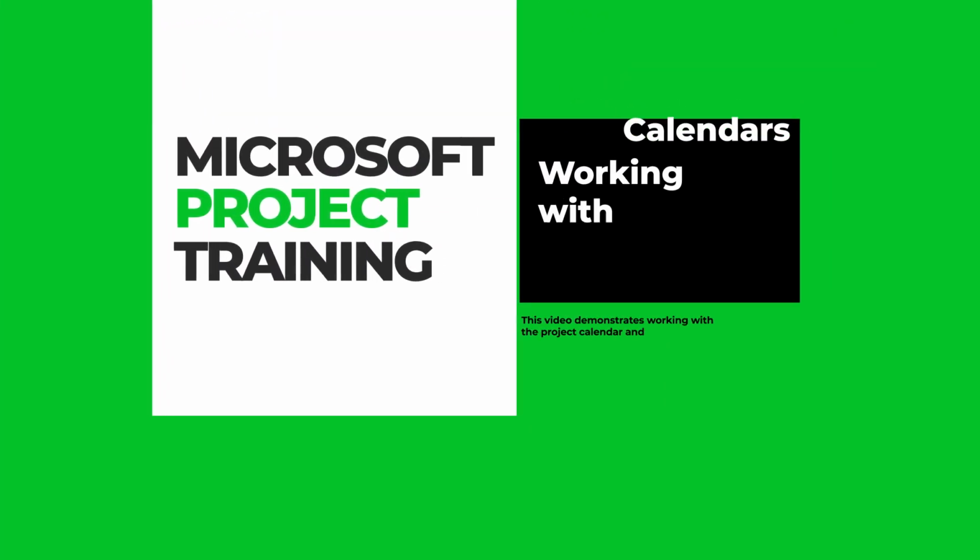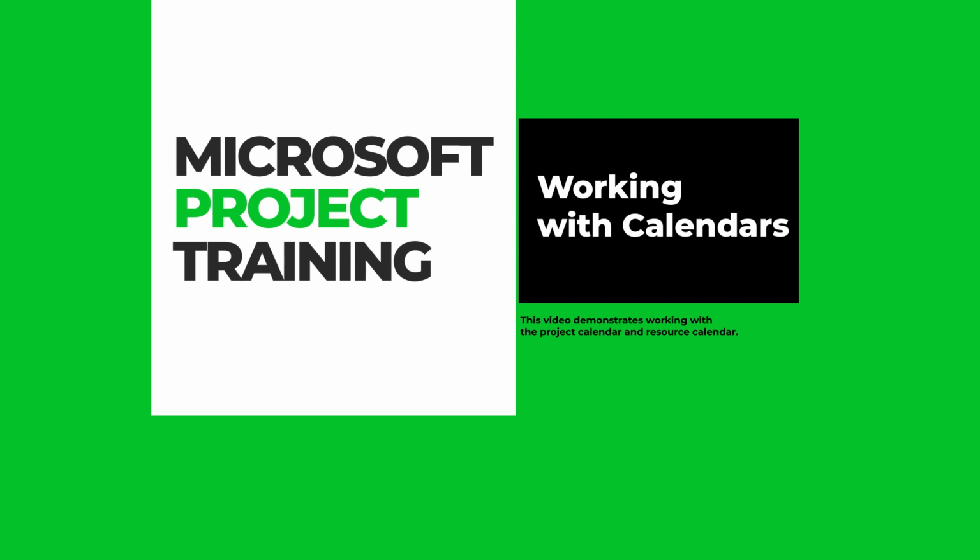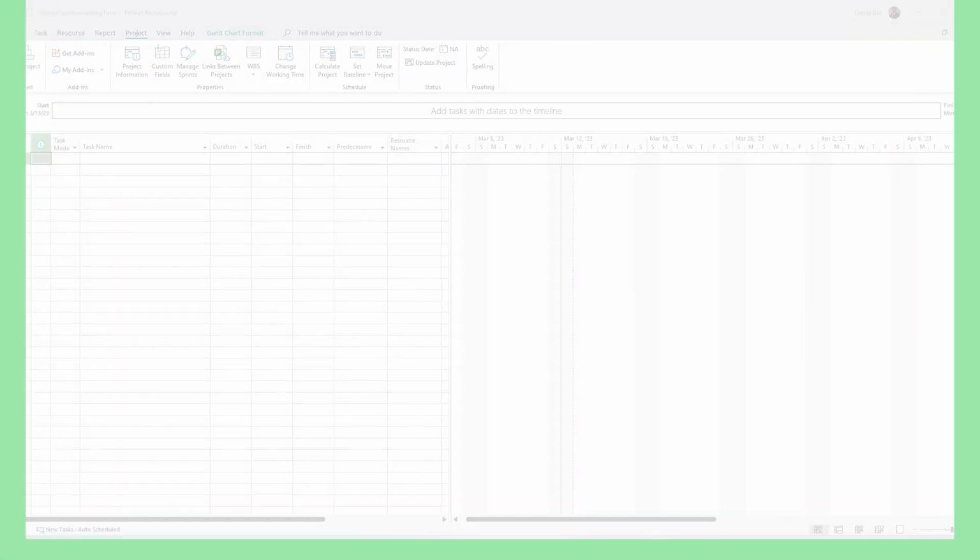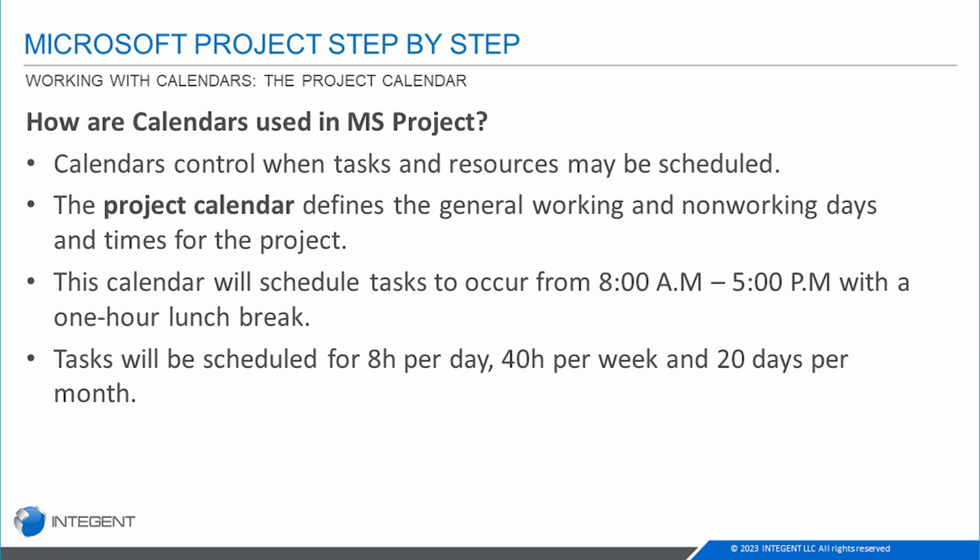Hey, project managers, this is Dan Bell, and today's Microsoft Project Step-by-Step, we're going to take a look at working with calendars. Calendars used in Microsoft Project control when tasks and resources may be scheduled to work. The project calendar also defines the general working and non-working days, so think holidays. You want to make sure we have holidays in our calendar so that work is not scheduled on those days, and therefore you get a properly calculated critical path.